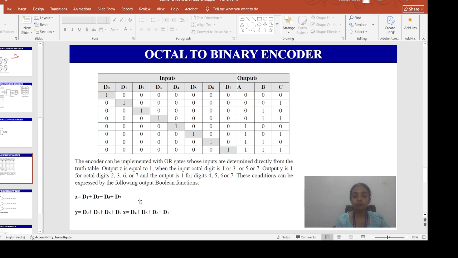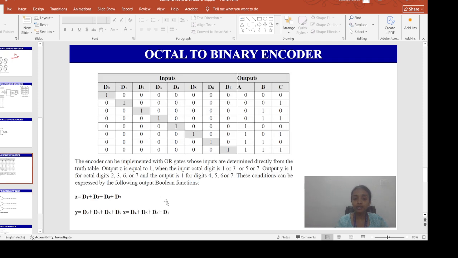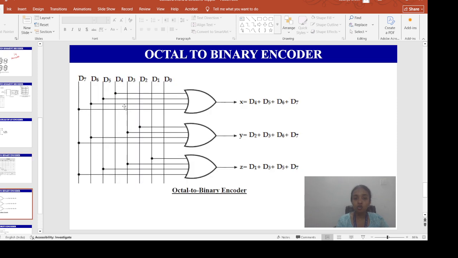This is shown over here. First you make the 8 input lines D0 to D7. Then as per the outputs you arrange them. X is D4 plus D5 plus D6 plus D7, so take lines from D4, D5, D6, D7 and put them in a 4 input OR gate.